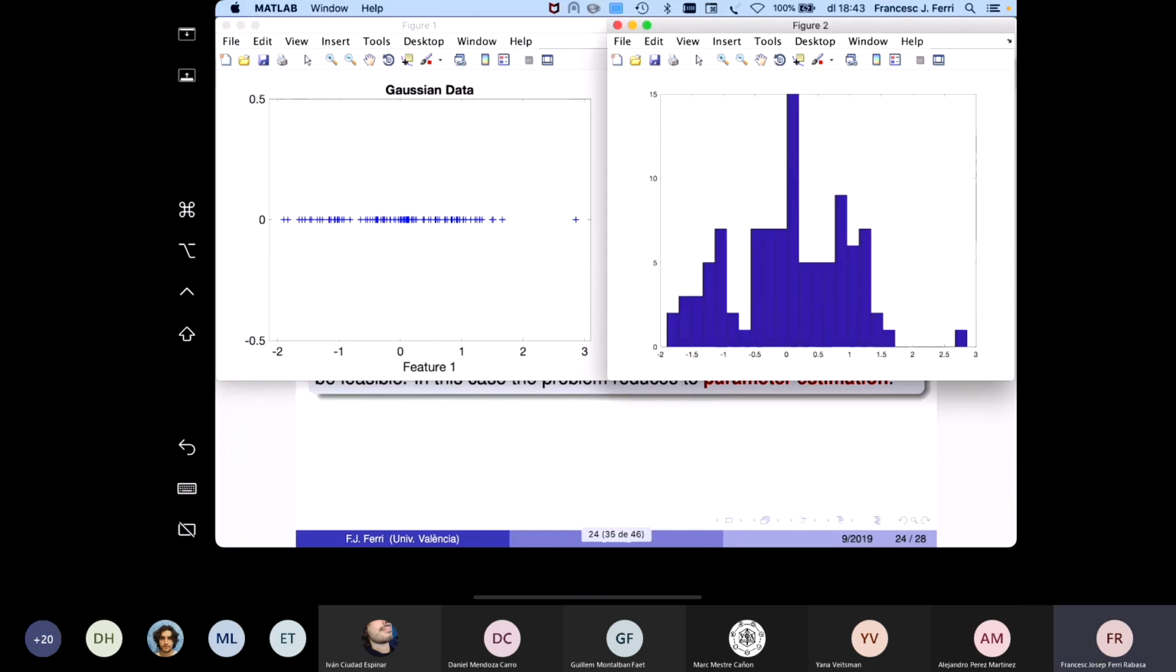Okay, what you see now is just another random sample of 100 points distributed normally around 0. And as you can see, the histogram is, well, quite bad. But it's just a random sample, okay? Okay, let's see what happens in the two-dimensional case.